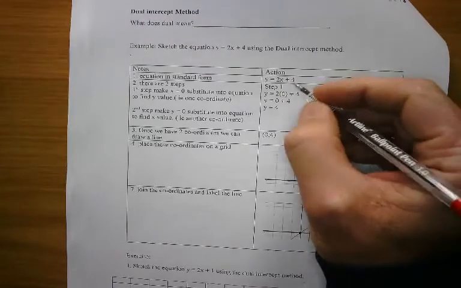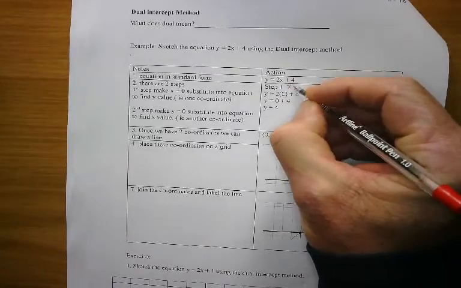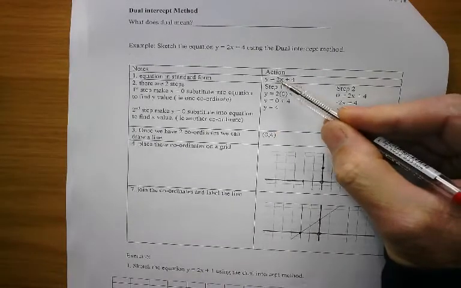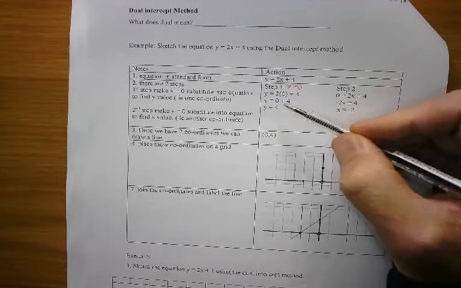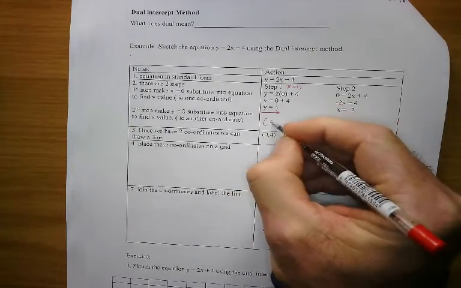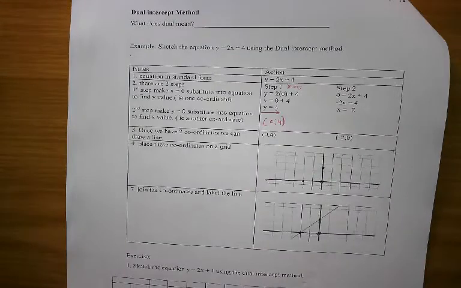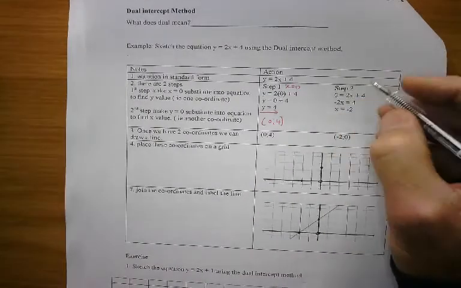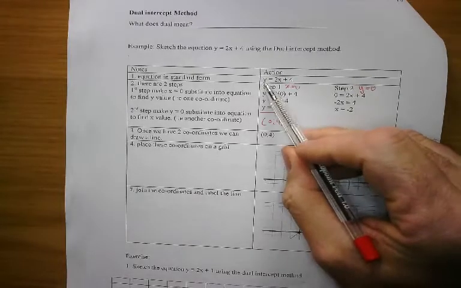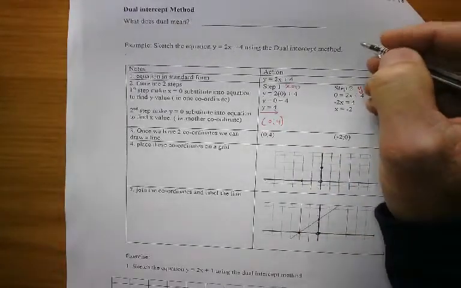Our first step is to make x equal to 0. If I make x equal to 0 and I substitute in there, y is going to equal 4. So my coordinate there is going to be x is 0, y is 4. Second step, we do the opposite. Make y equal to 0. If we make y equal to 0, we can find an x value.